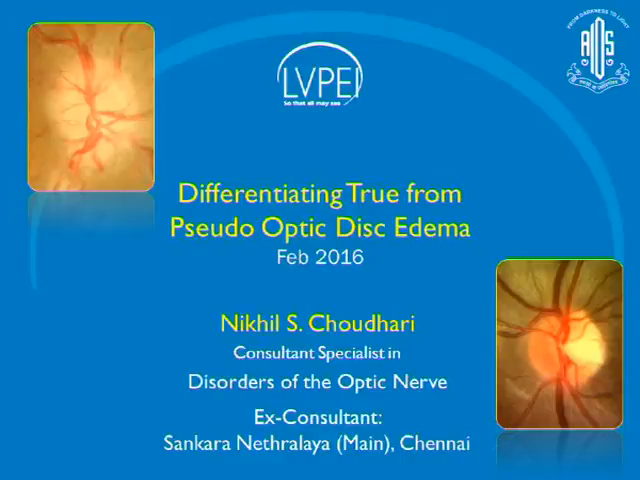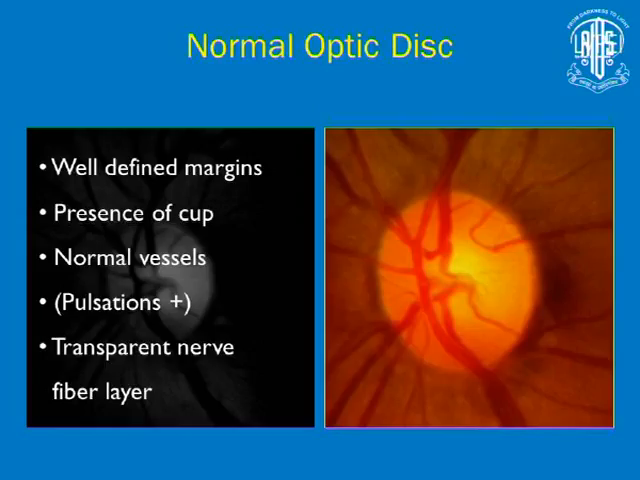Okay, so we'll go ahead with my talk on differentiating true from pseudo-optic disc edema. At the outset, let me tell you what is a normal optic disc. Normal disc is not just 0.3 to 0.4:1 cup. It is much more than that.